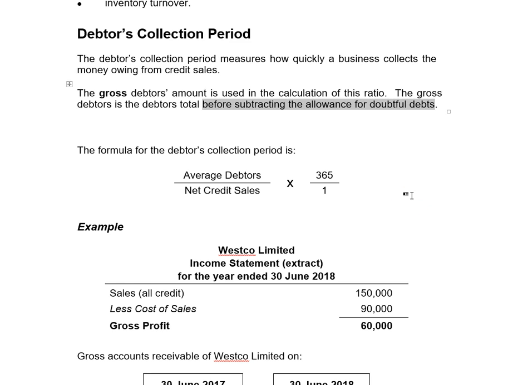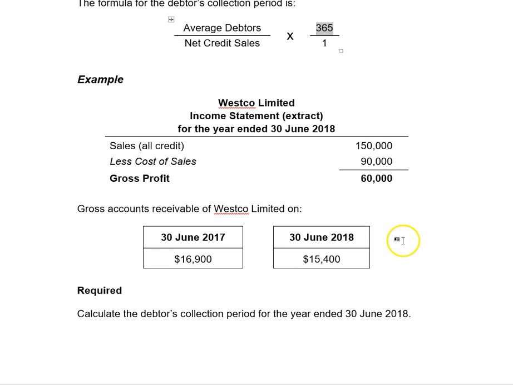The formula for this ratio is average debtors divided by net credit sales, times 365. Why times 365? This is because the answer is in days. Let's look at an example here.